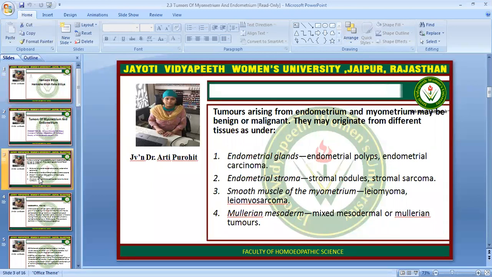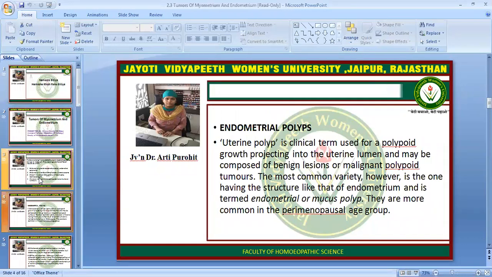In today's topic, we will start with the tumors arising from the endometrium and myometrium, which may be benign or malignant. They may originate from different tissues: endometrial glands, like endometrial polyp and endometrial carcinoma; endometrial stroma, like stromal nodules and stromal sarcoma; smooth muscles of the myometrium, like leiomyoma and leiomyosarcomas; and Mullerian mesoderm, that are mixed mesodermal or Mullerian tumors. Endometrial polyps.